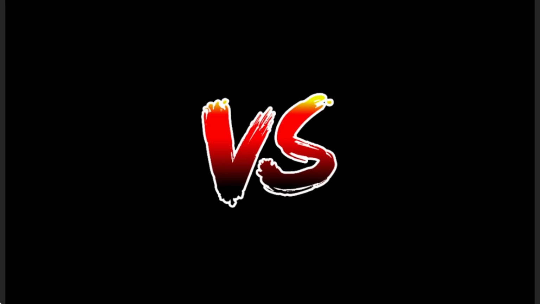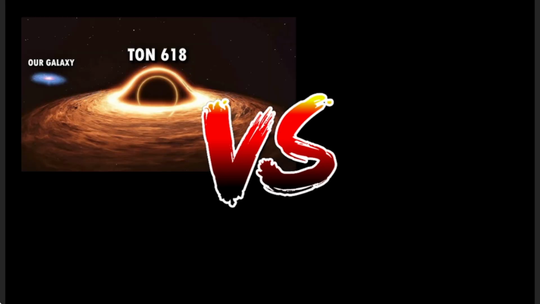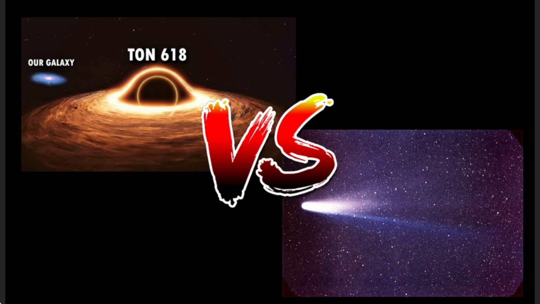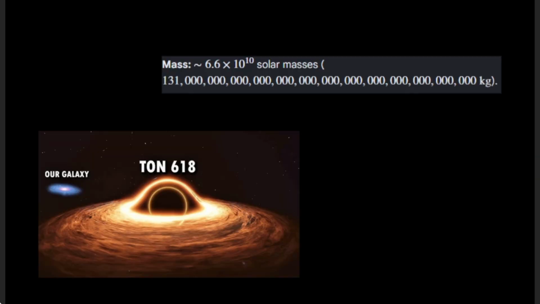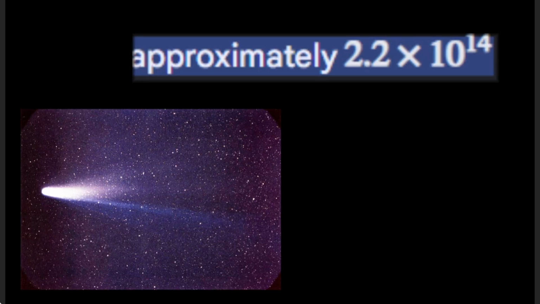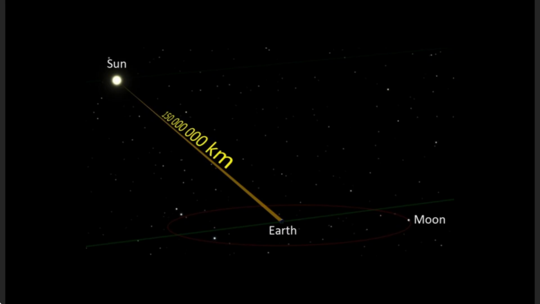To represent the relationship of gravitational interactions, we chose TON 618, a supermassive black hole, and Halley's Comet, which passes Earth every 72 to 80 years. TON 618 has a mass of 66 billion solar masses, or approximately 1.3 times 10 to the 41 kilograms. Halley's Comet has a mass of approximately 2.2 times 10 to the 14th kilograms. Since they are so far away, we will be representing their distance with 1 light year, or 9.5 times 10 to the 15th meters.